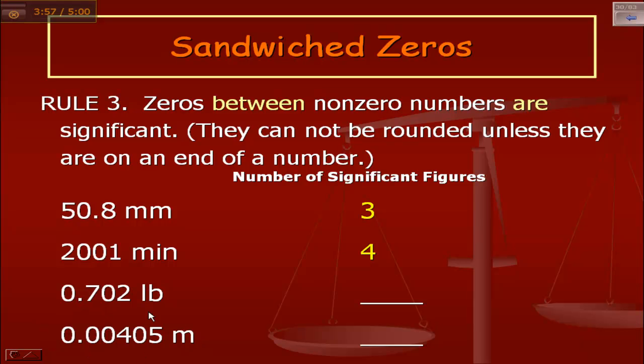Same thing in this example here. All right, we have our 4 and our 5, which are not 0, so they're definitely significant. We have 1 sandwich 0, so it's significant. These are leading zeros. They are not.